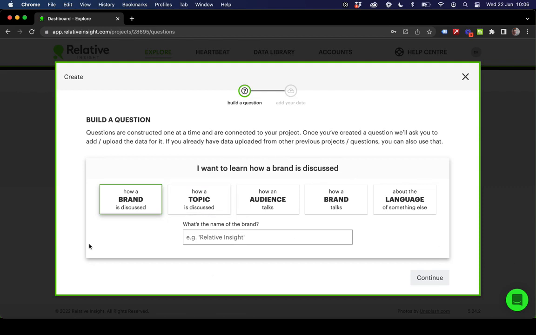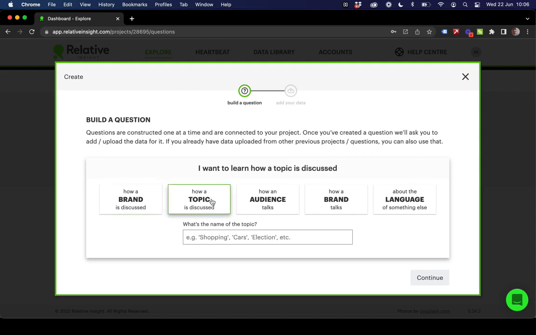First off is how a brand is discussed, and this is really useful for any kind of brand perception monitoring. So looking at customer feedback or looking at online conversations about your brand to understand how you're perceived in the eyes of a particular audience or segment of your audience.